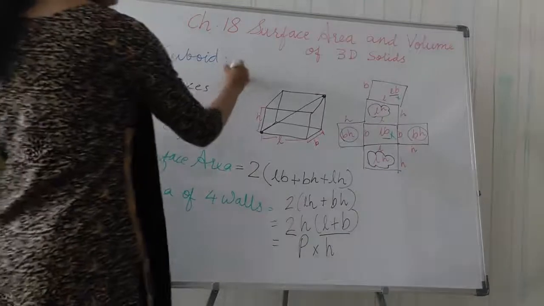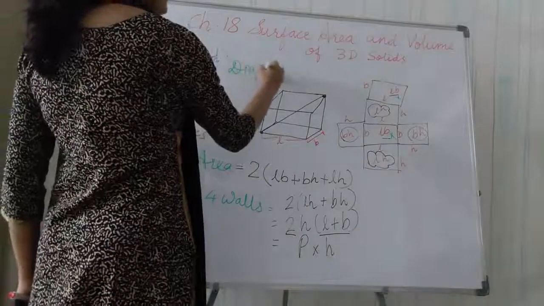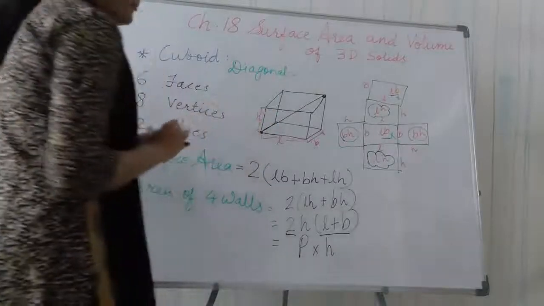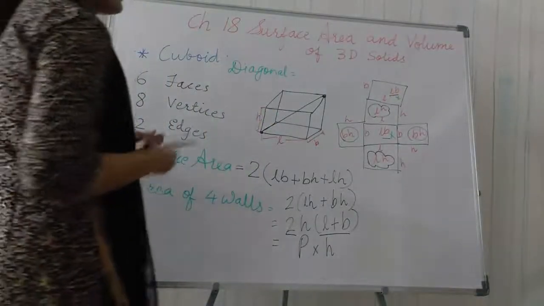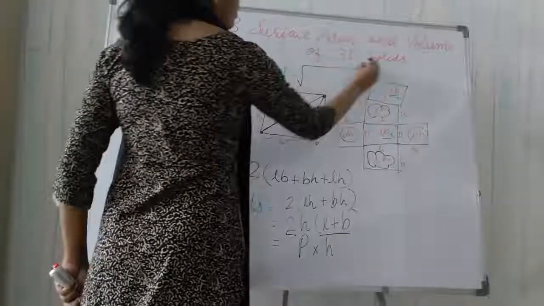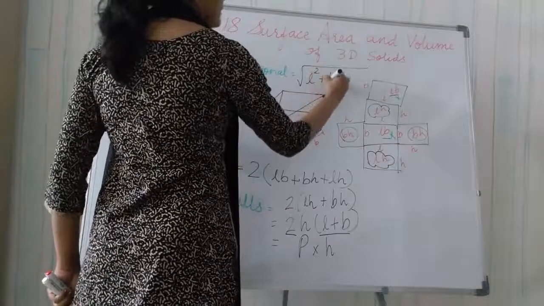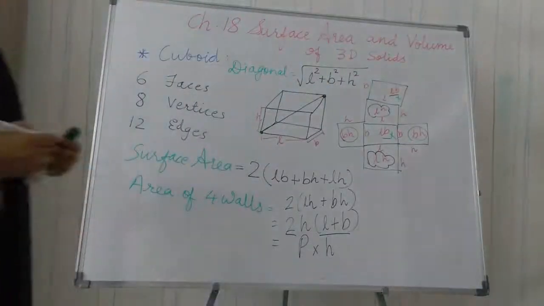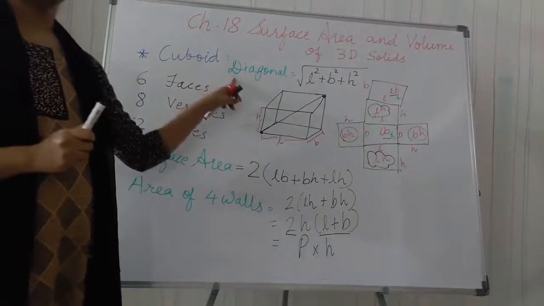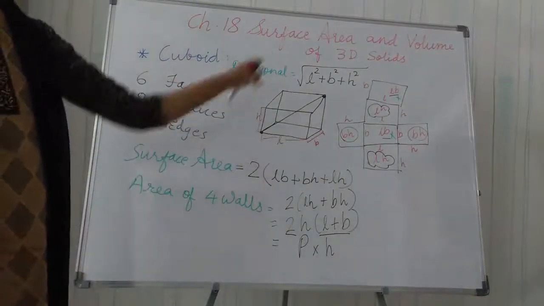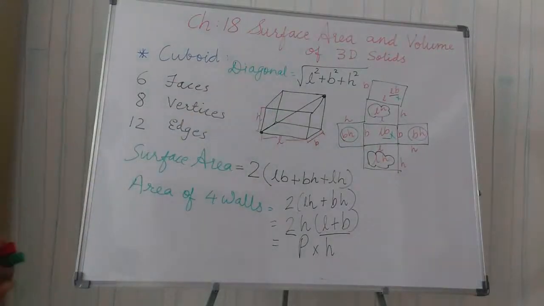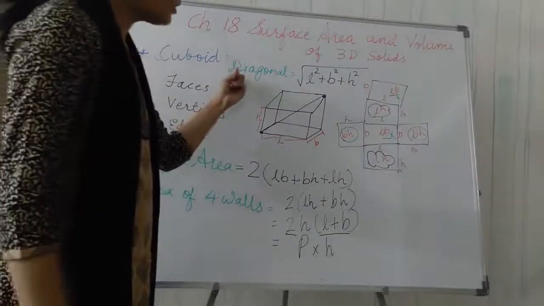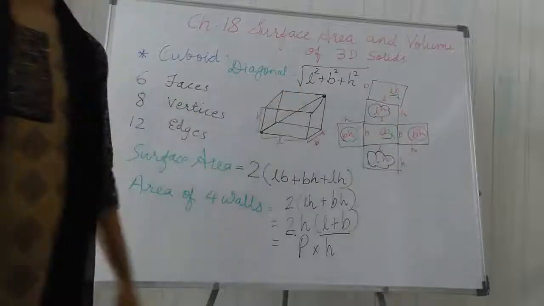So I am writing here diagonal of cuboid. So that is of 3 dimensionals, as you know. So in the bracket we can show L square plus B square plus H square. So this is how we get our formula for diagonal of cuboid shape. So students, again I recall you total surface area, area of walls, and the third formula is diagonal of cuboid.